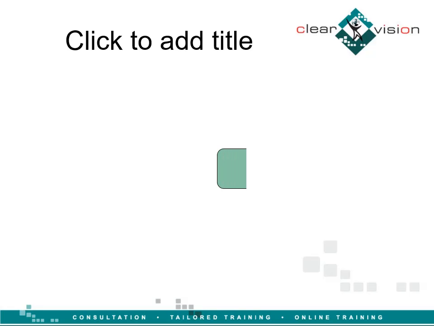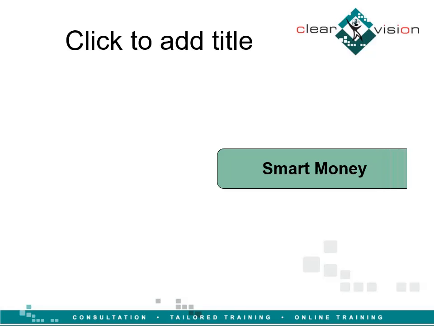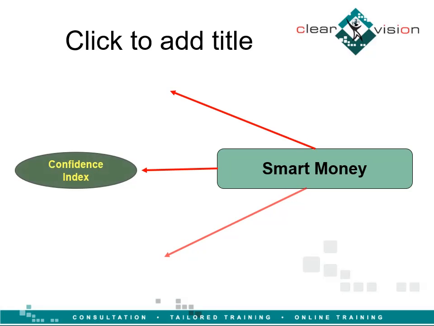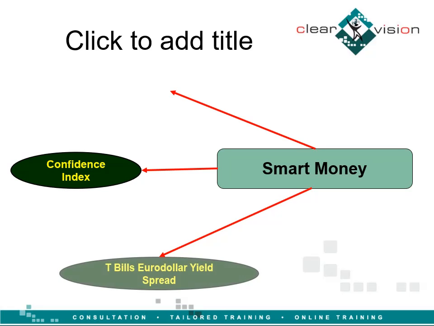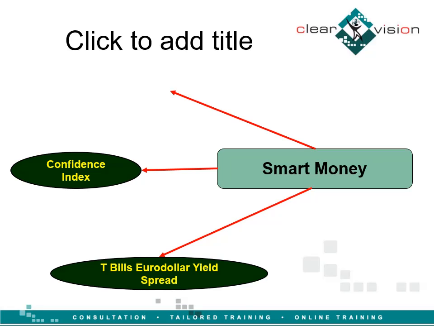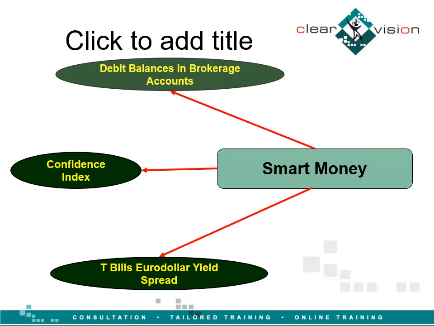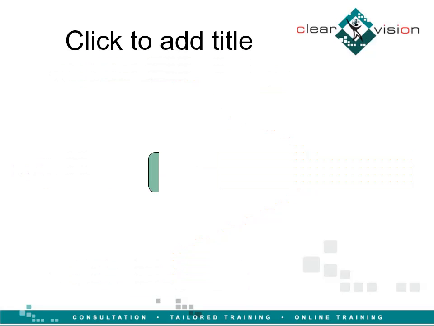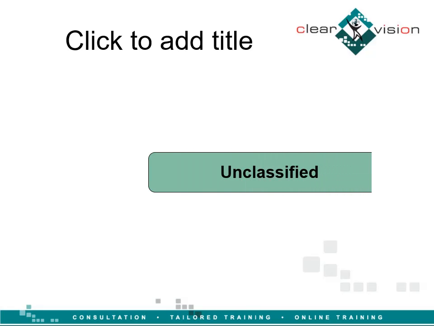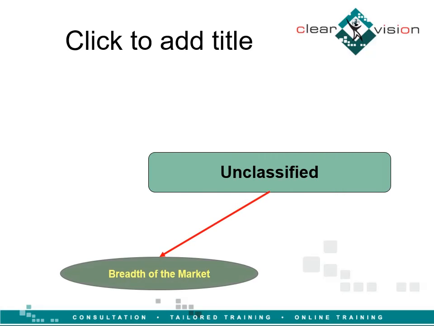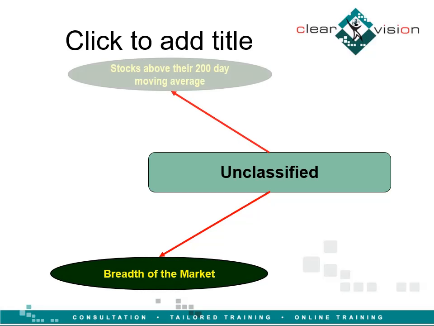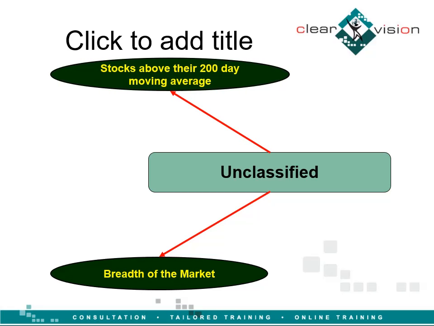Smart money technique relies on a concept that some smart and sophisticated investors know better about the market and should be followed. They use specific indicators to follow them, and these are confidence index, treasury bills Euro-dollar yield spread, and debit balances in brokerage accounts. Unclassified techniques might include breadth of the market and stocks above their 200-day moving average.